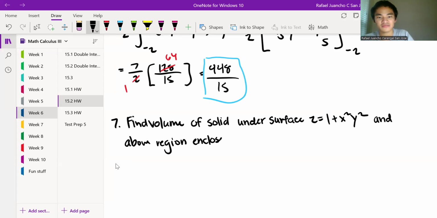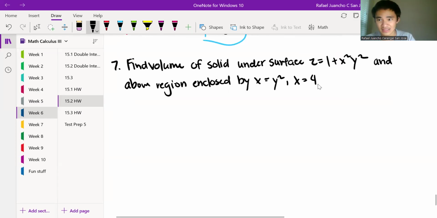So same idea, x equals y squared, as well as x equals 4. So here's the plan. How do we do this? We can integrate by dx and then dy. I think, honestly, that one's the easier part. And then we're also given this surface, so let's just go ahead and find it. So here we just find the integral and solve it.